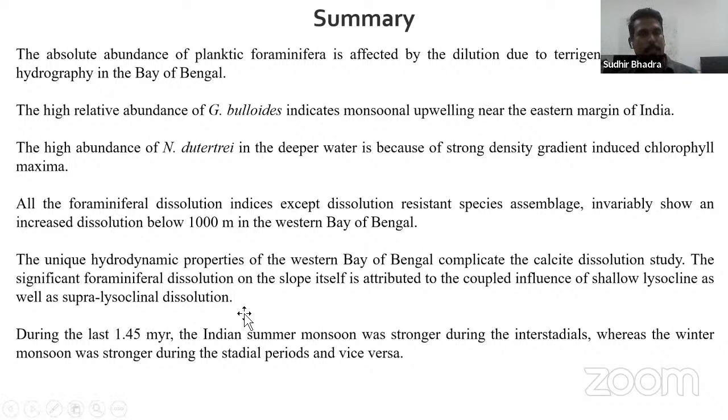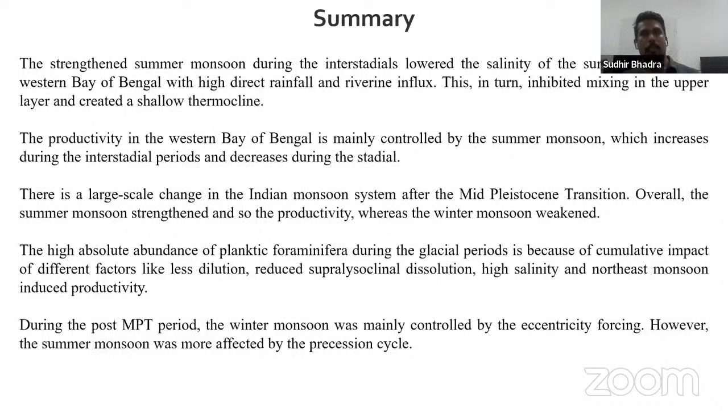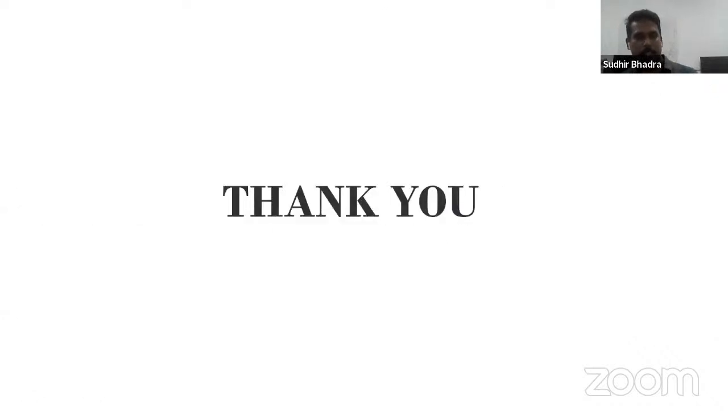And during the last 1.45 million years, the summer monsoon was stronger during the stadials, and the winter monsoon was stronger during the interstadials. And also the summer monsoon increased continuously, as can be seen from both our summer monsoon proxies and thermocline stratification proxies. And during the post-MPT period, the winter monsoon was mainly controlled by the eccentricity forcing. However, the summer monsoon was affected by the precession. Thank you.